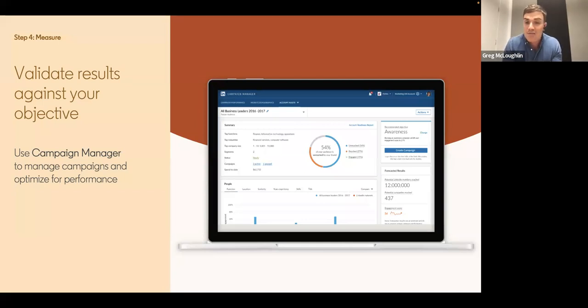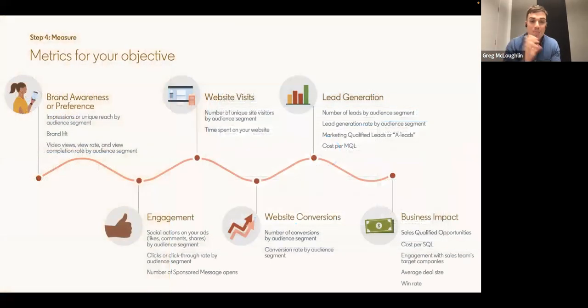We actually will have some other pieces that we'll be introducing down the line as well that I'm super excited about. I can't share them, but no spoilers. But in terms of measuring your objective, it's important to actually align the metric that you're trying to achieve against the objective of the campaign.